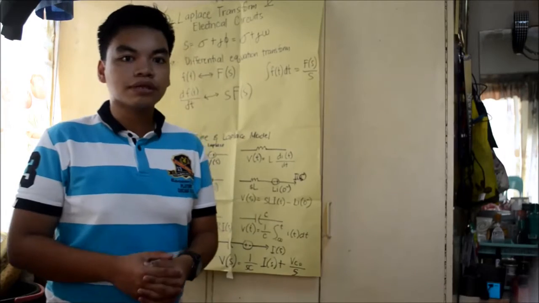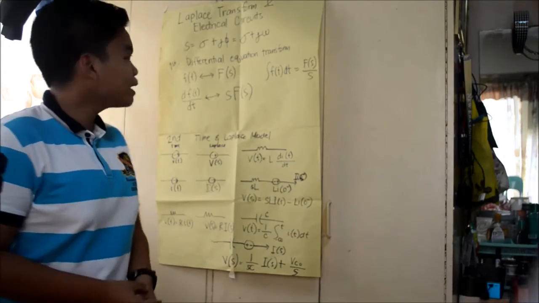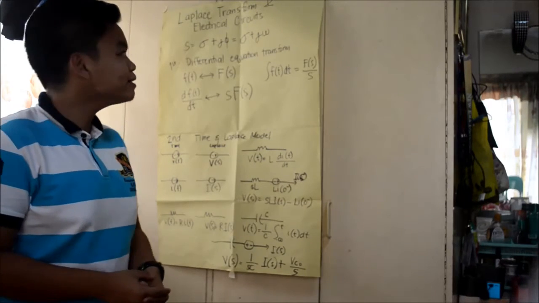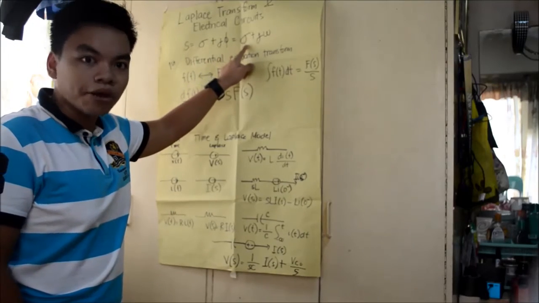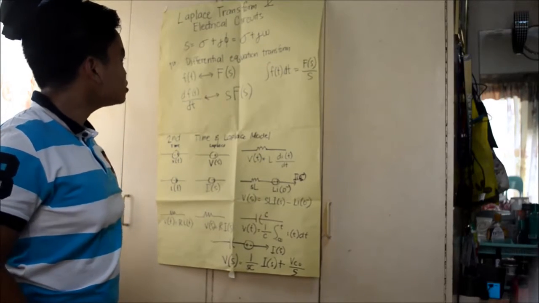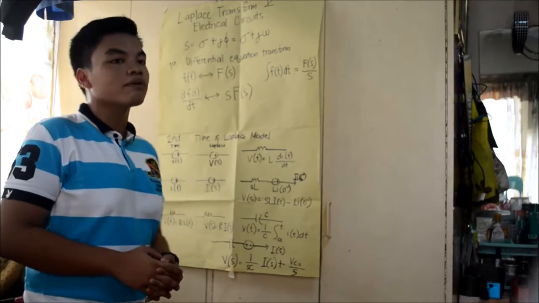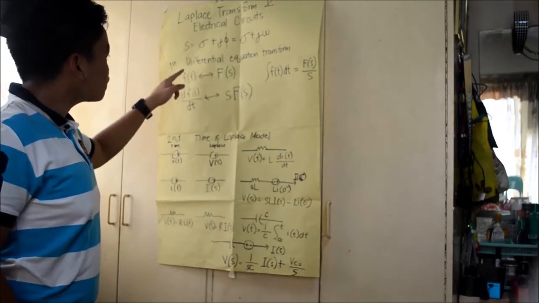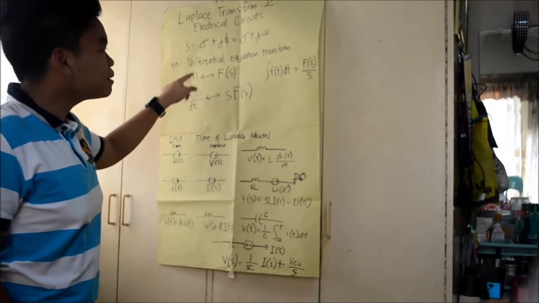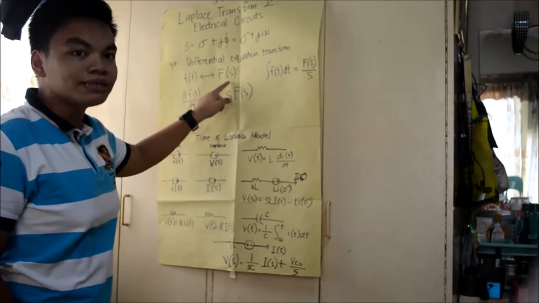The first topic for today is about Laplace transform and electrical circuits. We should know that s is equal to sigma plus j omega, wherein sigma is the real part and j omega is the imaginary part. First, we should know the differential equation transform, wherein f of t, a function of t in the time domain, will be transformed to F of s, which is in the s or frequency domain.